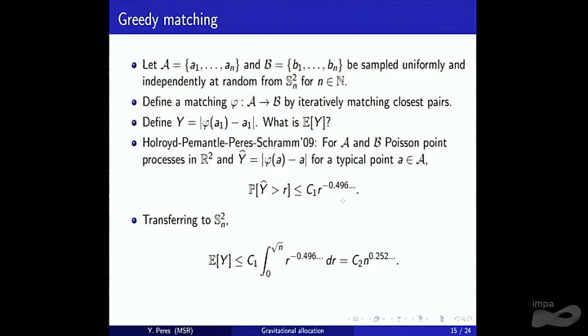But I conjecture, we have a heuristic that suggests the answer should be log n without a square root. But this is just a heuristic, and it's open to determine what happens for greedy. So this is not online greedy. This is just greedy where we put all the blue and red together, match the two closest blue and red, and repeat. For the online greedy, no analysis has been done at all.